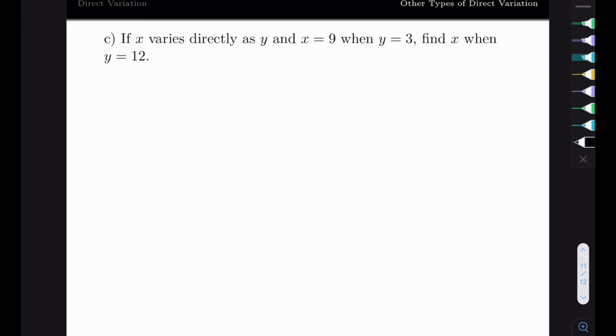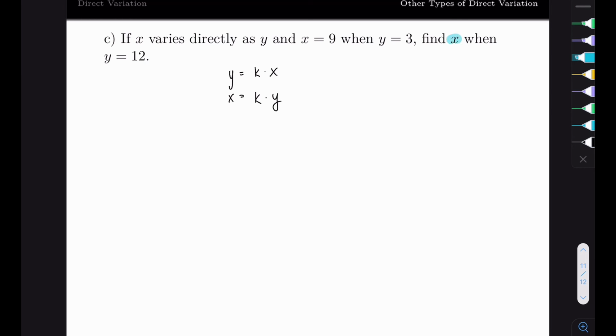For this next one, X varies directly as Y. X equals 9 when Y equals 3. We want to figure out what does X equal when Y equals 12. Now, a big question we often get is, does it really matter what order you put this in? And the answer is no. So you could put Y equals K times X, varies directly, so that doesn't matter. Or you can put X equals K times Y. You'll just end up with a slightly different K value, but that's okay. You'll still get the same thing.